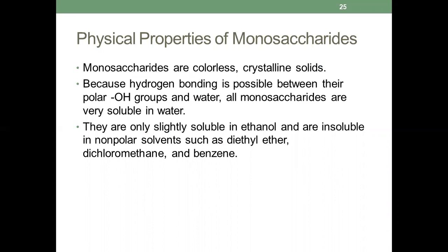So now we'll talk about the physical properties of the monosaccharides. Monosaccharides are colorless crystalline solids. If you have the pure sugar, it is actually colorless and a solid crystal. And you see that in the structure of the monosaccharides, there's a lot of OH, so it's possible for them to form hydrogen bonds, even with water. Hydrogen bonding is possible between the polar OH groups and water, H2O.